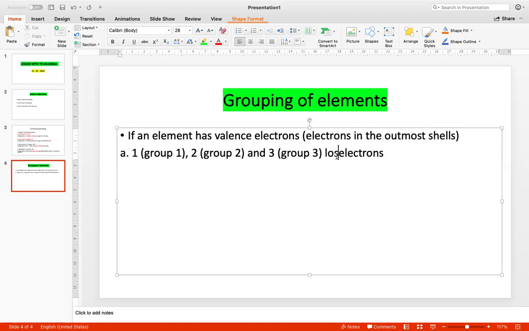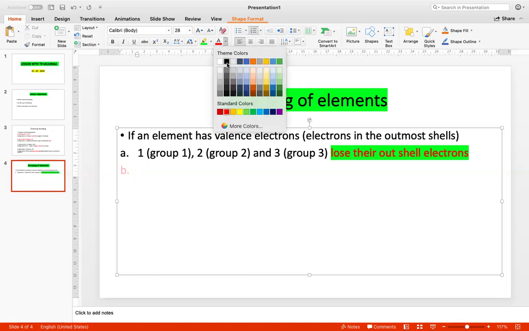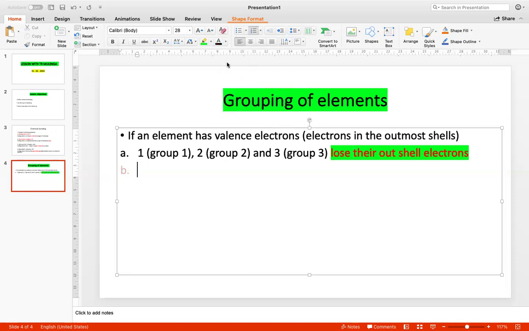They lose their outer shell electrons. We have to pay extra attention to this. They do lose them. Very important. And because of that, it will bring us to a specific type of bonding. Remember, one of the objectives is that we should be able to classify the bonding that these guys form.